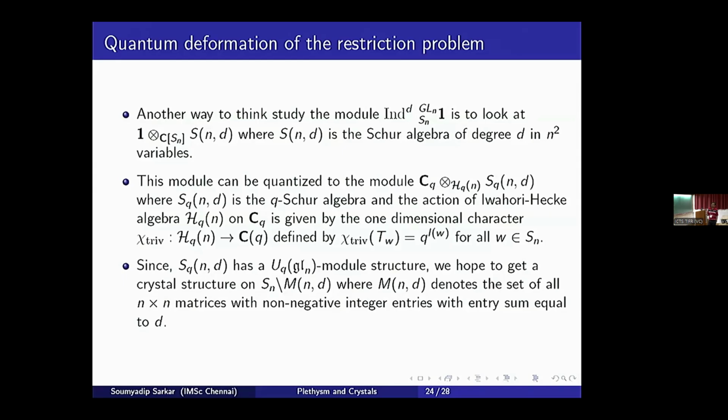So basically the basis of S^n_d, what is that? That is basically all n by n matrices with entry sum d. That is the basis for the Schur algebra. But since you have this action of C[S_n], it basically permutes the rows of the matrix. So what we are really looking for is to have a crystal structure on this set, M_n^d modulo S_n. M_n^d is the set of all n by n matrices with entry sum d, modulo the permutation of rows. So if you can give a crystal structure on this, that will solve the restriction problem.